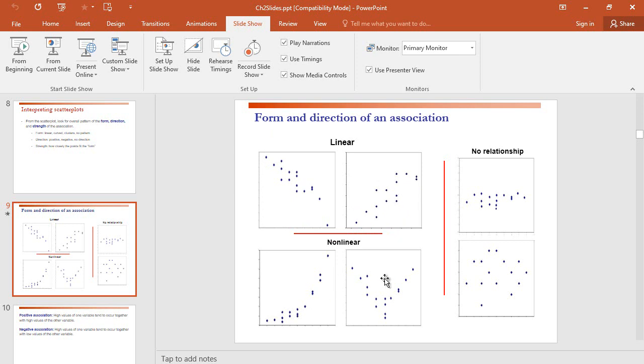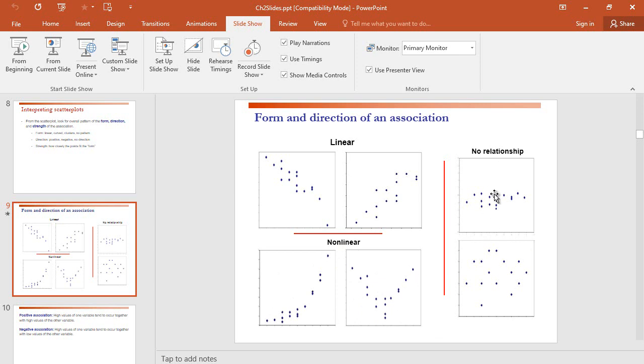In the next two pictures here, I wouldn't say that the graph looks like a line. I would say that the graph looks more like a curve. So these two are examples of non-linear relationships. There is an overall pattern, it's just not a line.